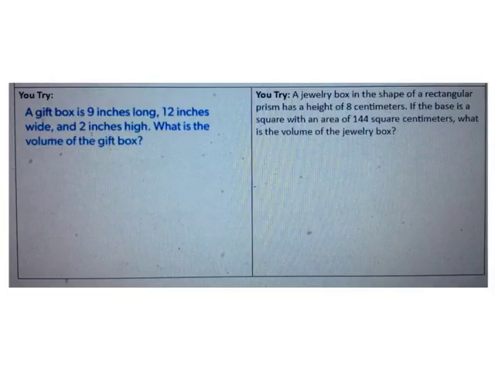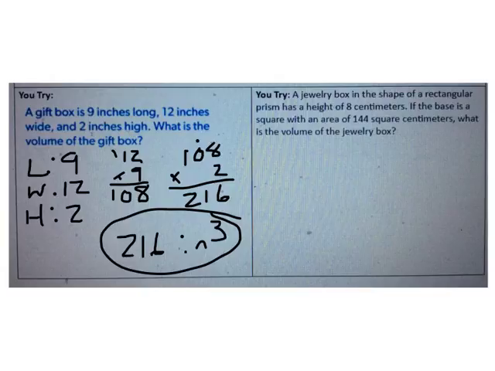A gift box is 9 inches long, 12 inches wide, and 2 inches high. So the length is 9, the width is 12, and the height is 2. Go ahead and find the volume of that box now. Multiply length times width, and then times height. The correct answer is 216 inches cubed. 12 times 9 is 108, and 108 times 2 is 216.